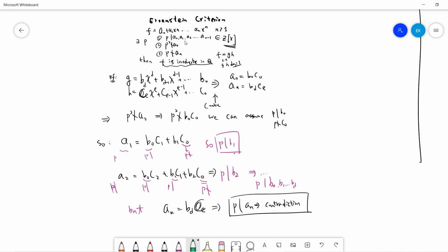Okay, so this is a very neat example: you think of some easy, strange criterion, and you prove that it actually gives you the irreducibility of this kind of polynomial over the rationals. I think that's very easy.